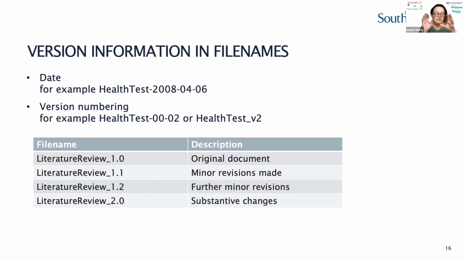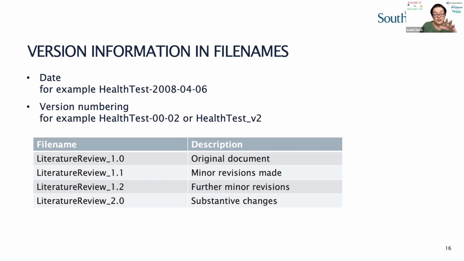Other bits of interesting metadata you might put in file names might be version information. Again, you may prefer to use versioning software that will do this for you, but if you're not, then bear in mind the standard versioning conventions: when there's a major substantive change, it's a change to the initial digit. Minor revisions are point changes.